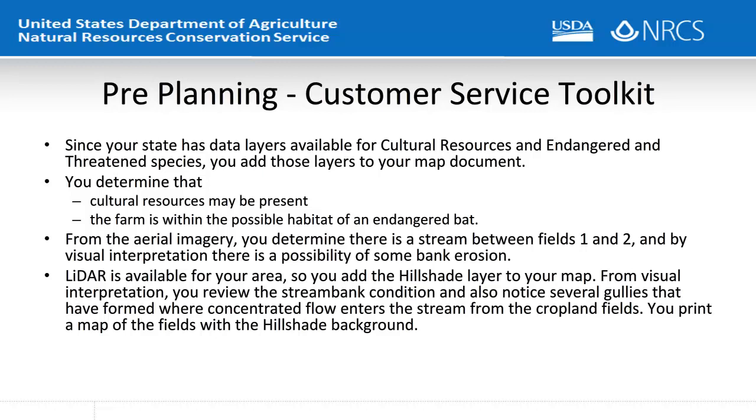LiDAR is available for your area, so you add the hillshade layer to your map. From visual interpretation, you review the stream bank condition and also notice several gullies that have formed where concentrated flow enters the stream from the cropland fields. You print a map of the fields with the hillshade background.